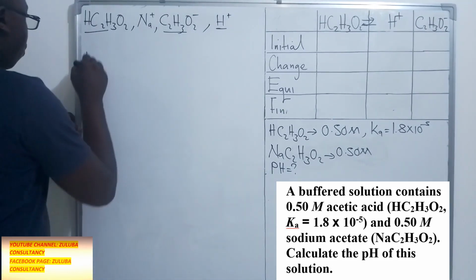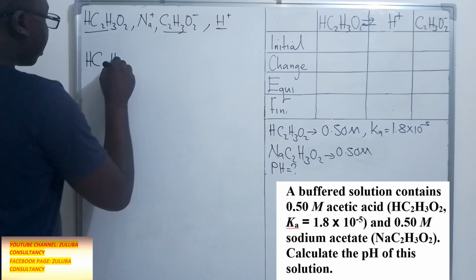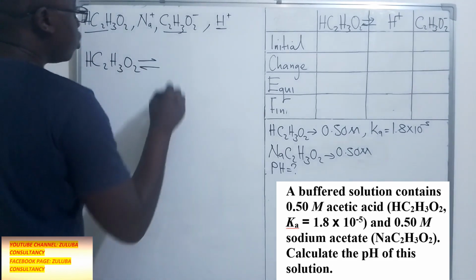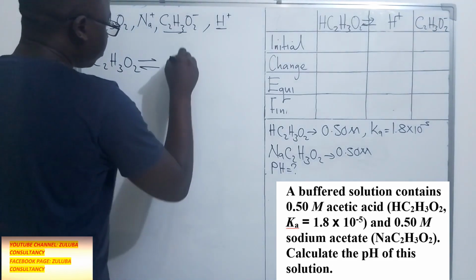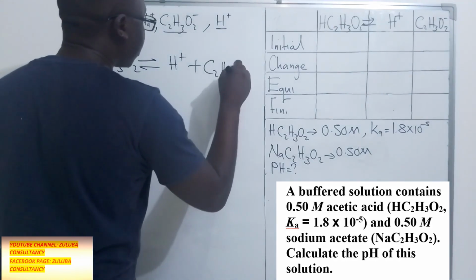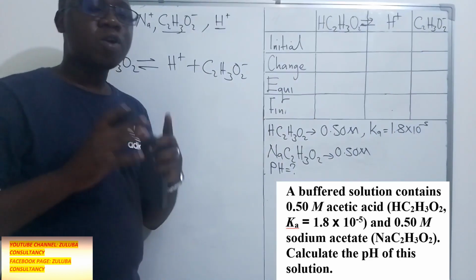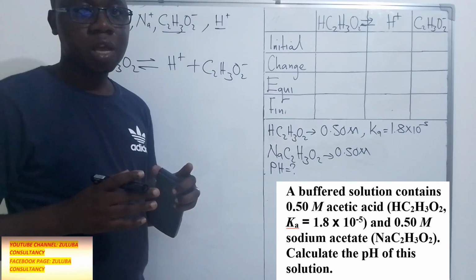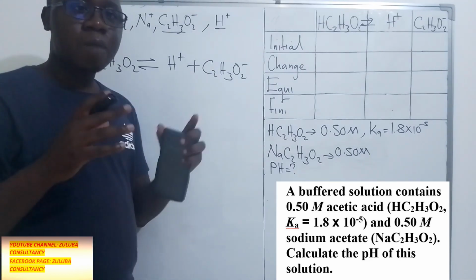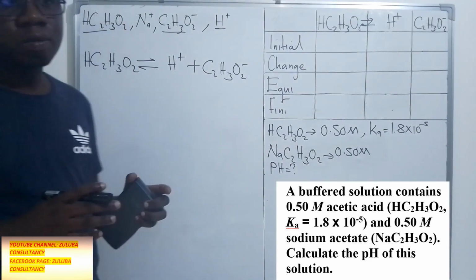It simply means when you have acetic acid, it can dissociate to form the positive ions and these negative ions. This is a chemical equilibrium question, and you do well to understand the concepts under chemical equilibrium, because this is how this question is answered.